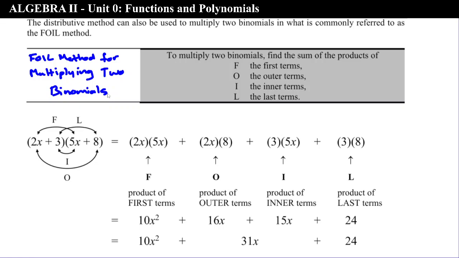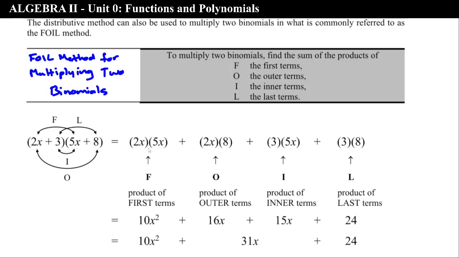We have two binomials, 2x plus 3 and 5x plus 8, and we're multiplying them together. So what we're going to do is take our first terms and multiply those together. So that's 2x and 5x. Then we're going to take our outside terms, 2x and 8, and multiply those together. We're going to take our inside terms, 3 and 5x, and multiply those together. And then finally our last terms, 3 and 8, and multiply those together. And everything that we multiplied together, we're going to add up.